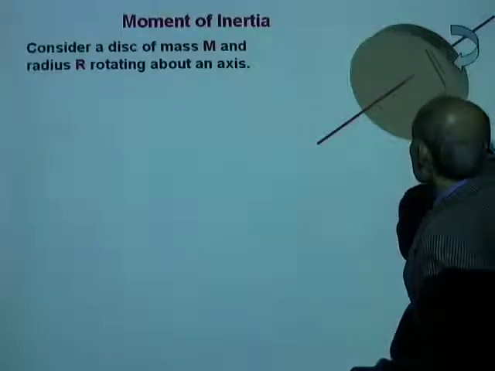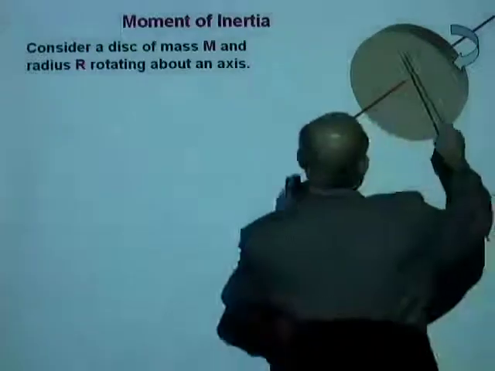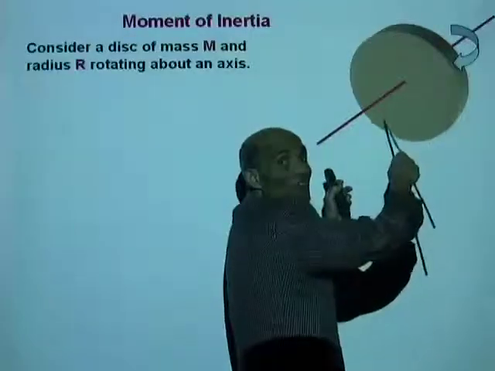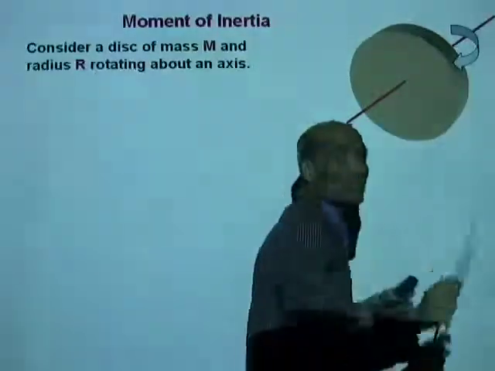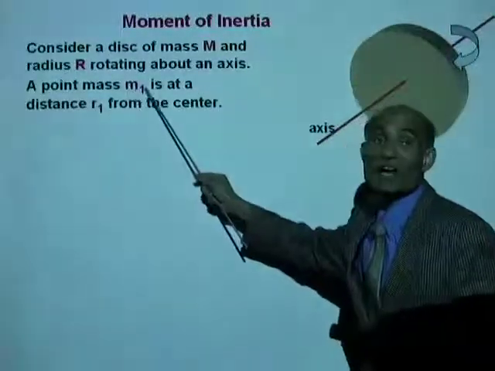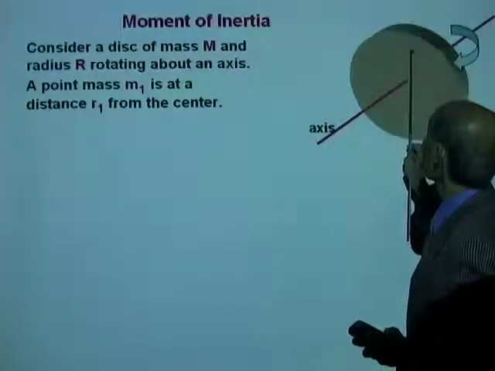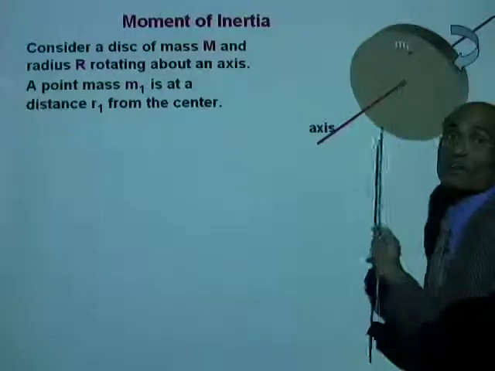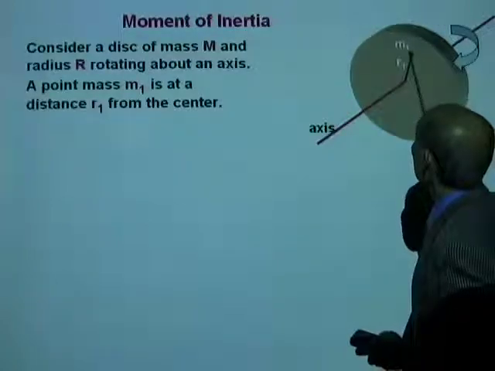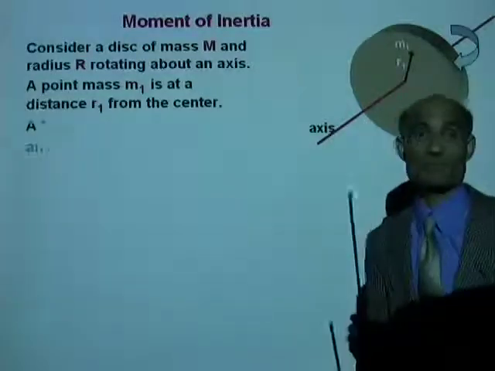Can I say the disc is rotating in the clockwise direction? I hope you understand that. The direction of rotation is the direction of motion of the hands of the clock. So the disc is rotating in the clockwise direction. A point mass m1 at a distance r1 from the center. Let's say this is a point mass of mass m1 at distance r1 from the axis.